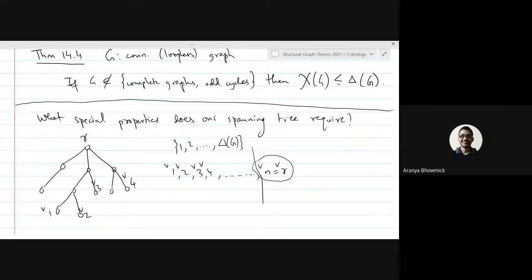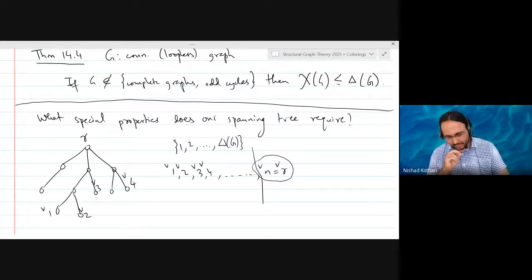Because for an even cycle we know simply that chi of G equals 2 and big delta of G equals 2. Sure, but even in an even cycle, every vertex has degree delta, right? Yeah. What I'm trying to say is there is a more general class of graphs. It's not just complete graphs and odd cycles.